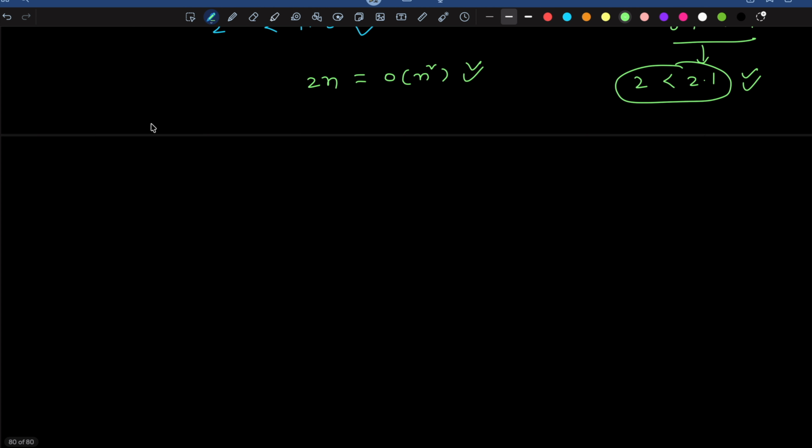But 2n square, or I would say n square, is not equal to small o of n. Similarly, you can also showcase that 2n square is equal to small o of n cube, right? You can also prove this, same as how we have proved it right now.